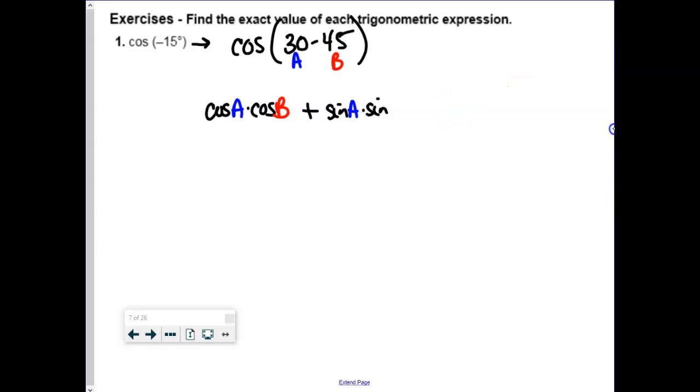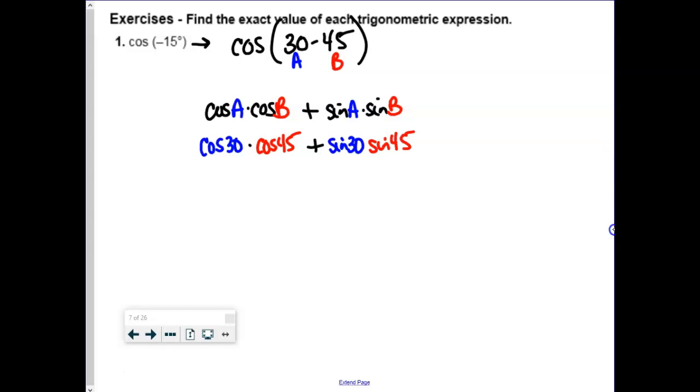It's part of the formula. It's just 45. Good question. All right. So here's what I should be doing. I should be writing out exactly what I'm looking for. So cosine of A would be cosine of 30 degrees, right? Which we're going to visit the unit circle in a second. Cosine of B would be cosine of 45 degrees. Sine of A would be sine of 30. And then sine of B would be sine of 45.